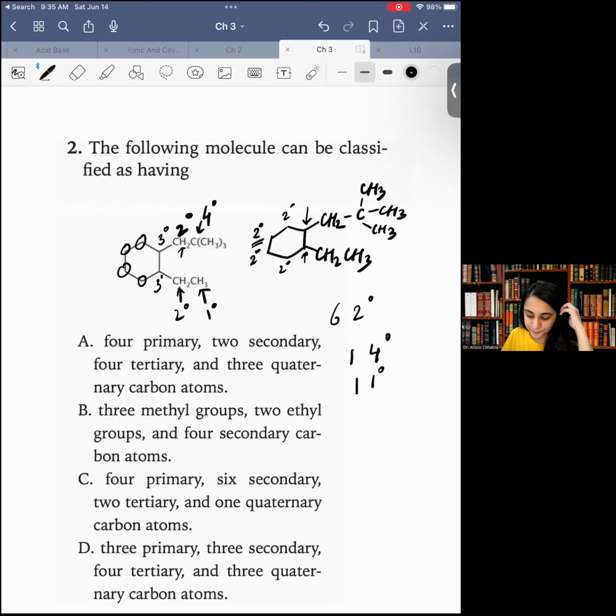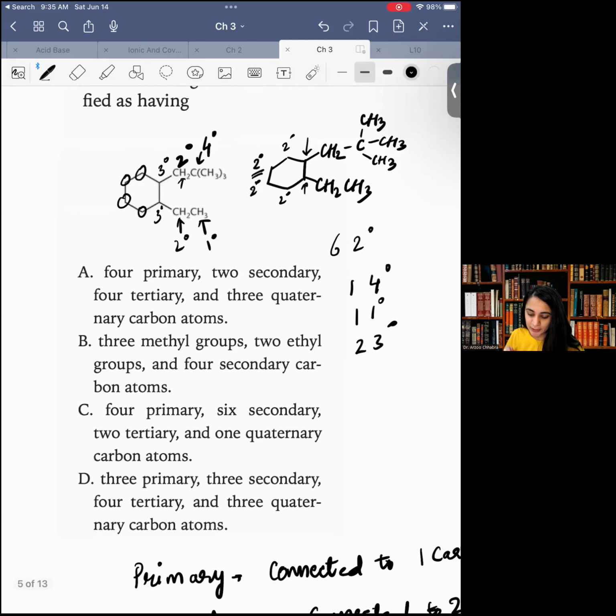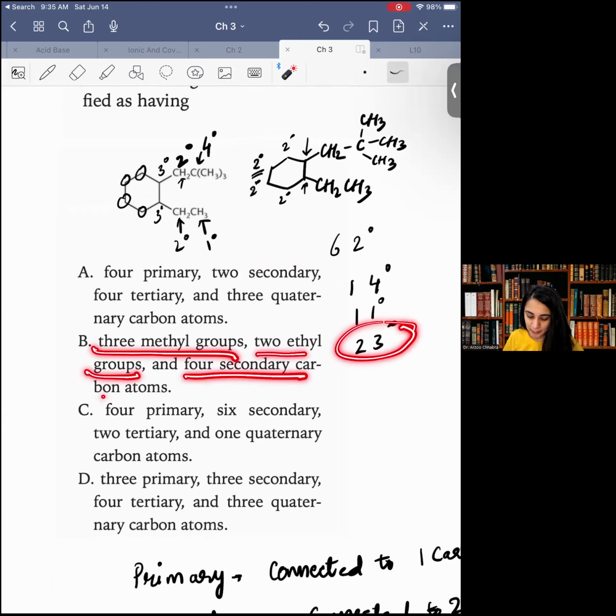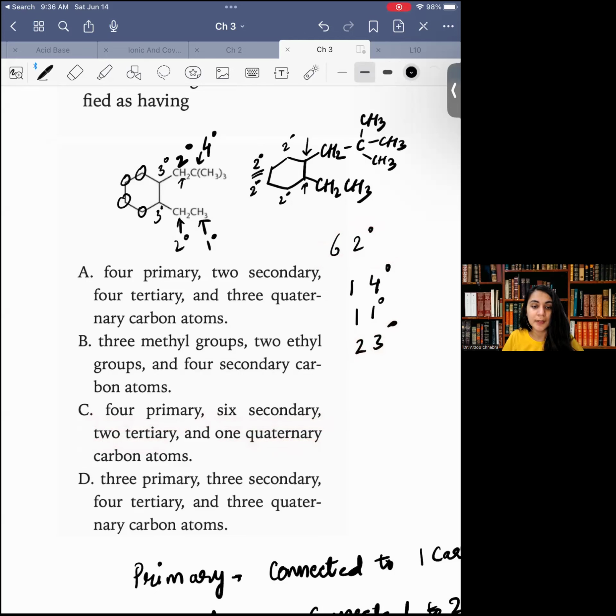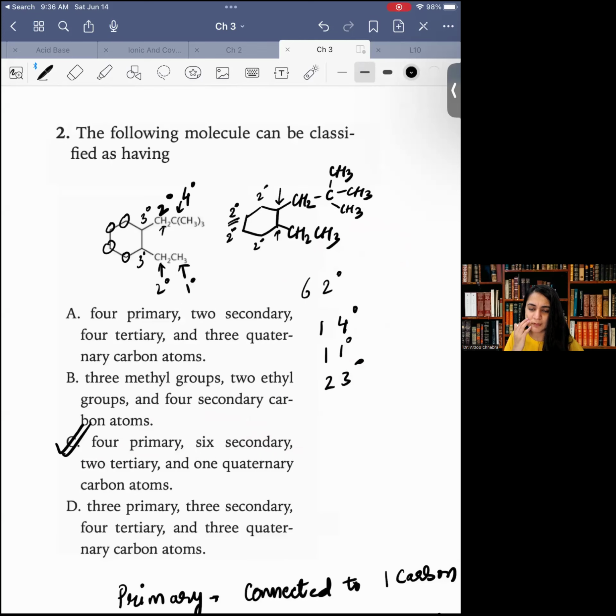1 primary, 2 3 degrees, right? So this is what we effectively have. So which is matching? Okay, so it says 3 methyl groups, CH3s, yes, 2 ethyl groups, 4 secondary carbons, which is 2 degrees, which is not correct. So we've got 6 secondary, 2 tertiaries, yes, 1 quaternary, and 4 primary, yes. So C is actually the correct answer for this problem, right?